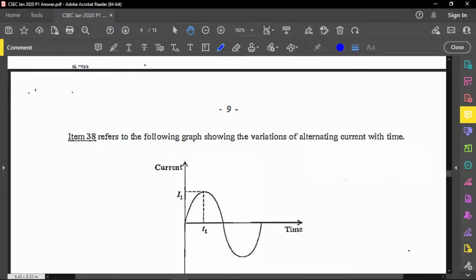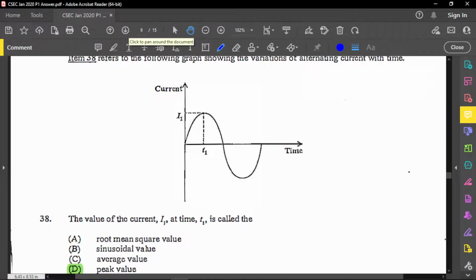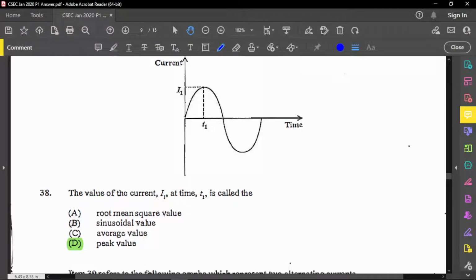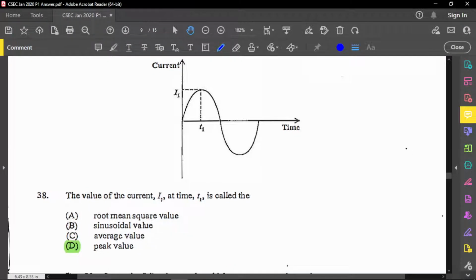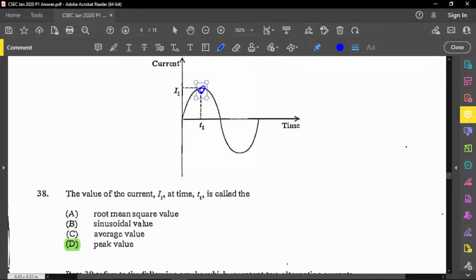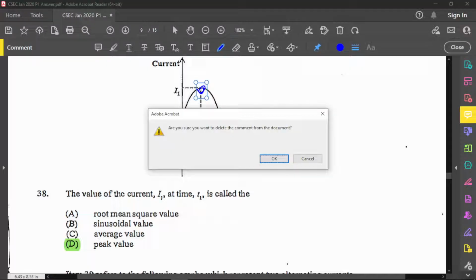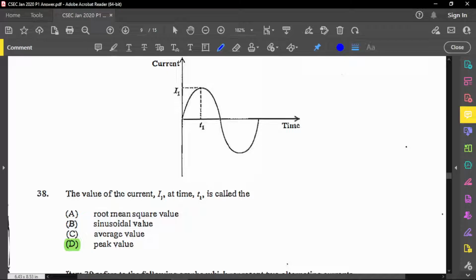The printing is not perfect, but item 38 refers to the following graph showing the variation of alternating current with time. It asks about the value of the current I1 at time t1, so they're asking about the point right here. Let me just make a notation there. The point marked with the blue notation is what they're asking about, and we call it the peak value, which is the highest value. So definitely D is the correct answer for that question.